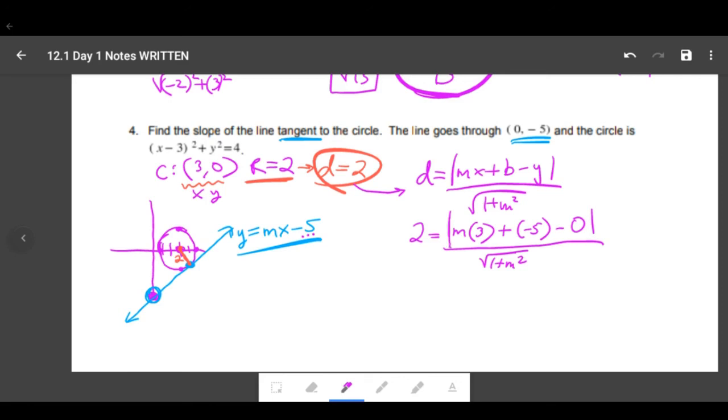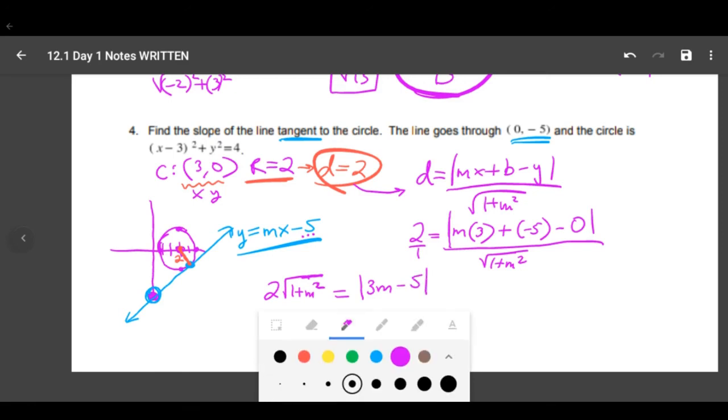Okay, so if I make this over 1 and I cross multiply, I'm going to give myself a little more room over here. I have 2 times the square root of 1 plus m squared is equal to, well, the nice thing is I'm going to have the absolute value. If I clean it up, I have 3m minus 5. So now I say, well, how do we solve this?